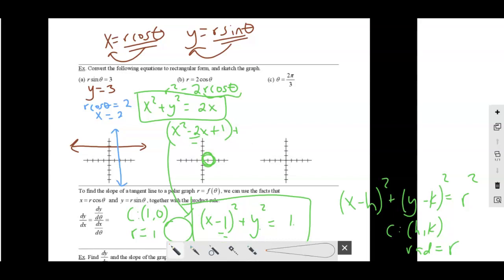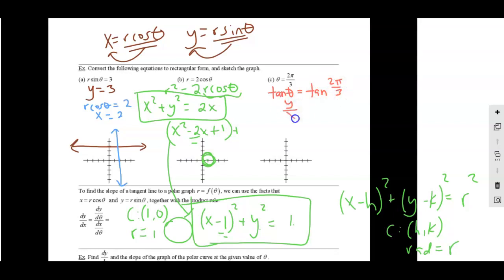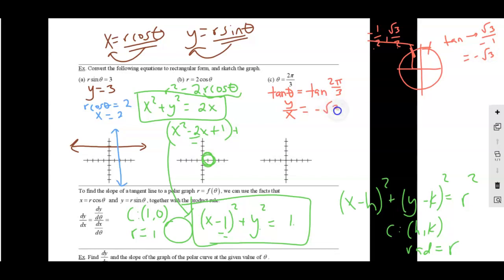Theta equals 2π/3. What you'd want to do here is take the tangent of both sides. So tangent of theta equals tangent of 2π/3. Tangent of theta is y over x. And then tangent of 2π/3, let's just figure it out. 2/3 is here, it goes over a little, up a lot. So the point is negative 1/2, root 3 over 2. Tangent is y over x. The 2's will cancel, so the tangent at that point ends up being root 3 over negative 1, so negative root 3. So tangent of 2π/3 is negative root 3.